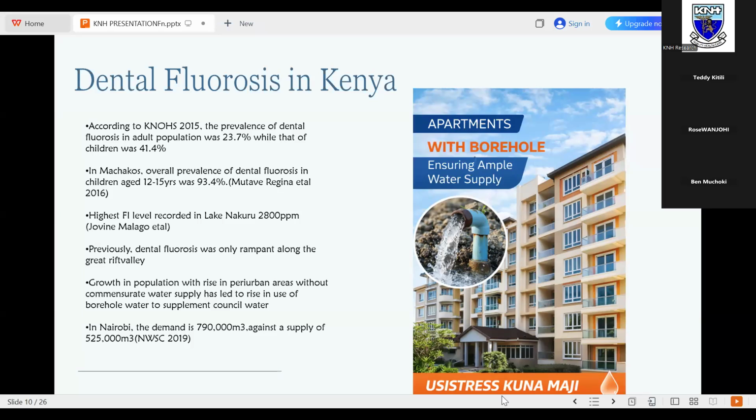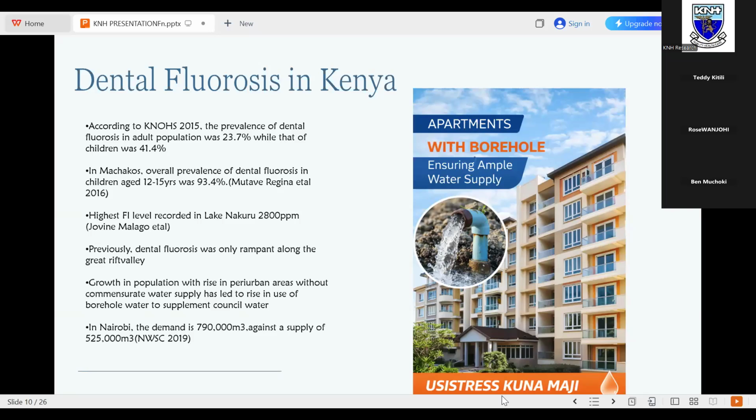Nakuru also, Naivasha. And we have the highest recorded fluoride in Lake Nakuru. That was 2,800 parts per million. Remember that we have talked about fluoride level, the recommended level being 1.5 parts per million. So previously, dental fluorosis was only rampant along the Great Rift Valley. But right now, like in the Nairobi metropolitan region, we are having very high levels of fluoride in our underground water.